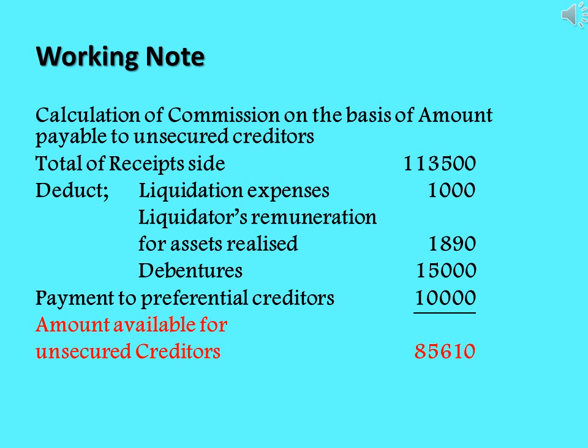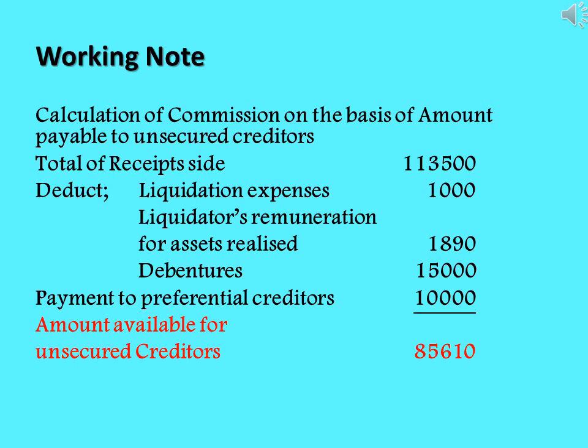Then we deduct all the expenses relating to the liquidation, that is liquidation expenses rupees 1,000. Then we deduct the remuneration to the liquidator on the amount of assets realized, rupees 1,890. Then the debentures 15,000, and the payment to preferential creditors rupees 10,000. The amount left after making the above items was rupees 85,610.